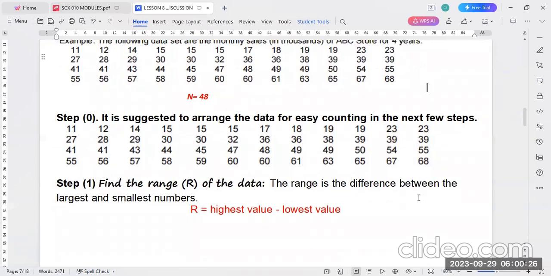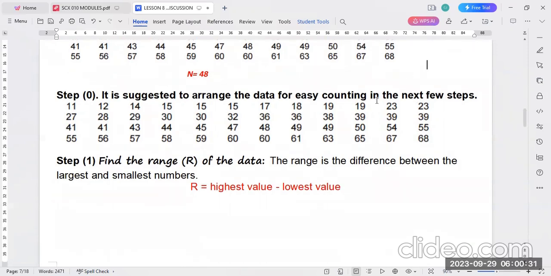After arranging the data from lowest to highest, you proceed to step number 1. You need to find the range, or that is the R of the data. Okay, so the range is the difference between the largest and the smallest number. Since the data is already arranged from lowest to highest, mas madali nating mahanap kung ano yung highest value and lowest value. R is equal to, the highest value is 68, minus the lowest value is 11. Therefore, R is equal to 57.